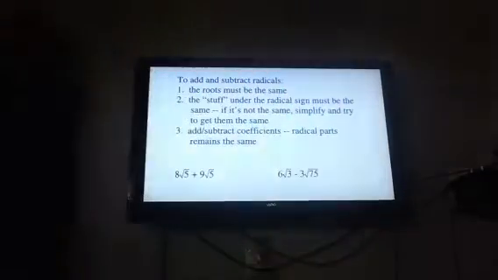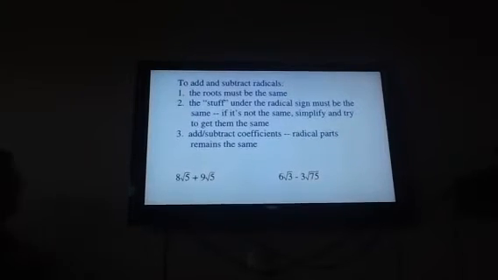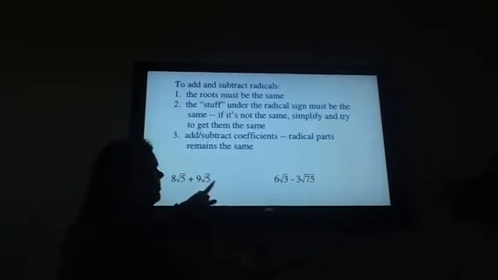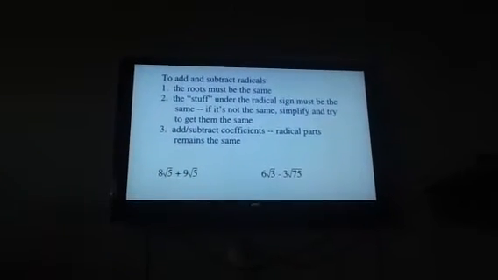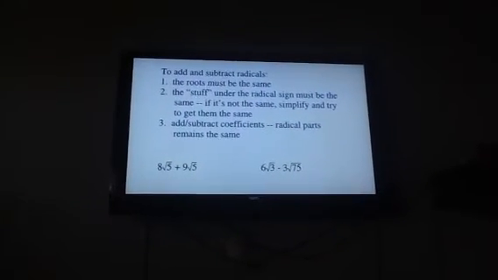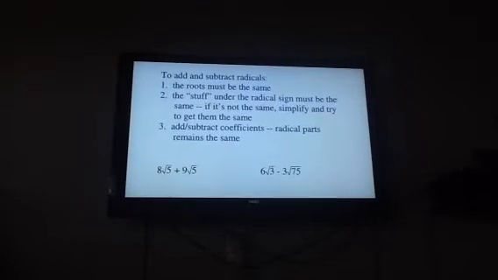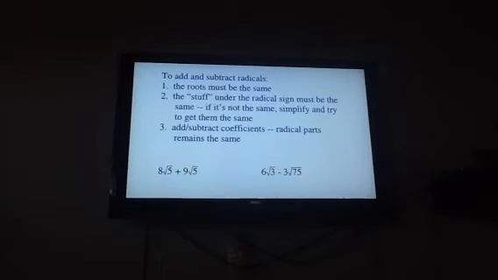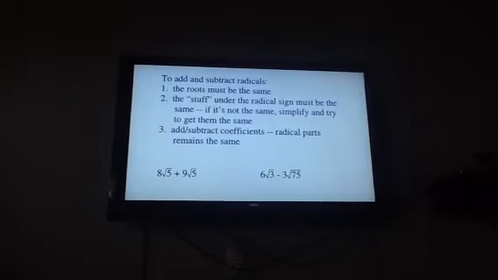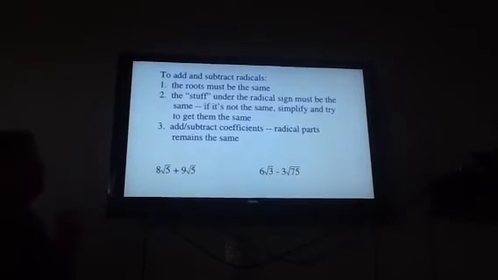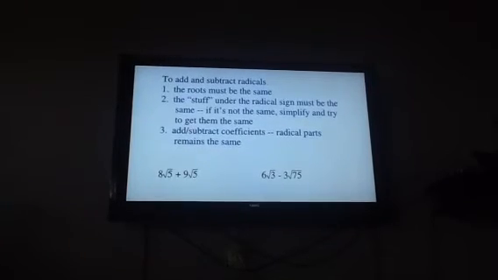Also, for lack of a better word, the stuff under the radical has to be the same. Okay, so I can add a root 5 with a root 5, but I can't add a root 3 with a root 75. So we're going to talk about how we're going to make that the same if we can. Once your roots are the same, and the stuff under the radical is the same, then you can add and subtract. And you simply add and subtract by combining the coefficients. The radical parts remain the same when you add and subtract.